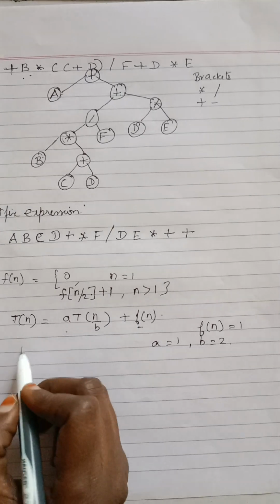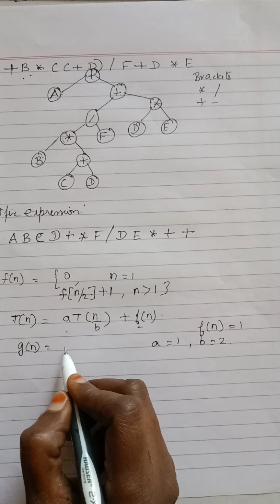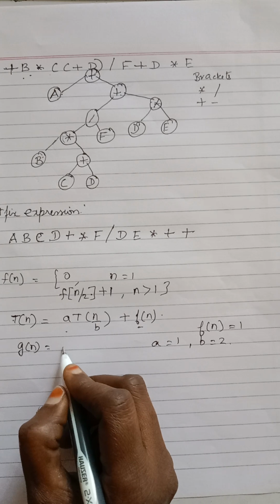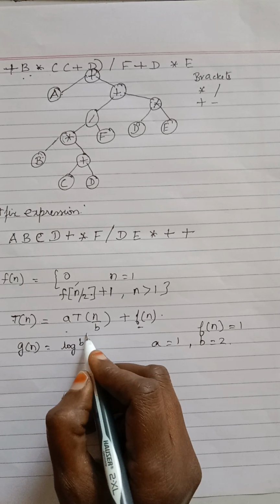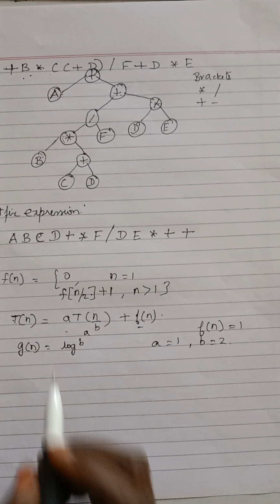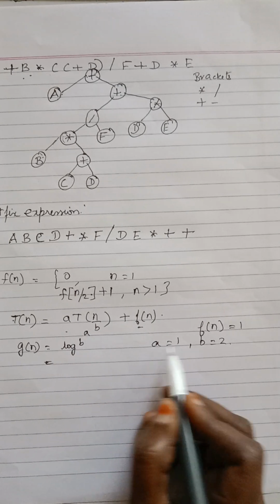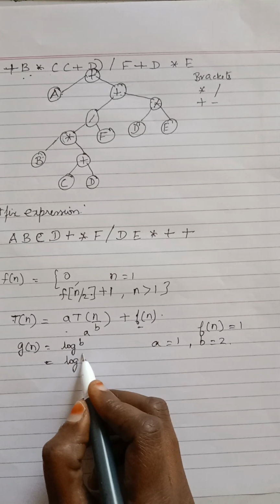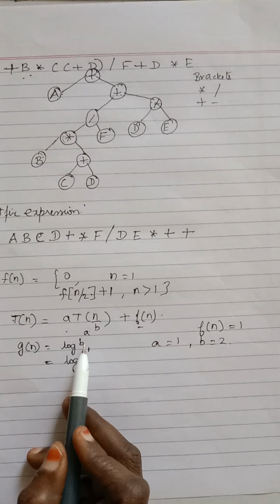Next, after this we have to find the value of g of n. So what is g of n? g of n is n to the power of log base b of a. So what is log base b of a? Here a is 1, b is 2. So log base 2 of 1. So g of n is n to the power of log base b of a.